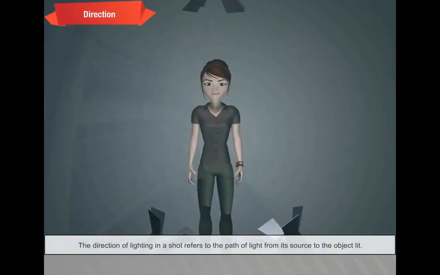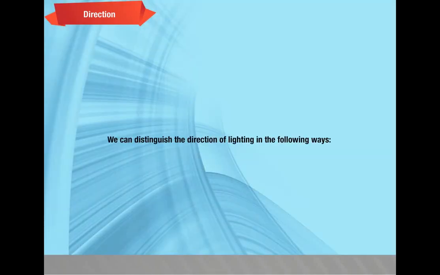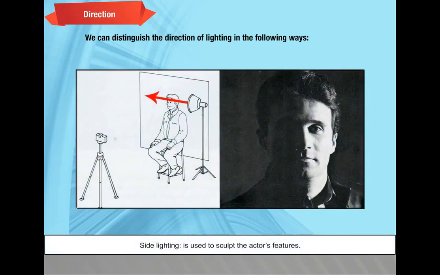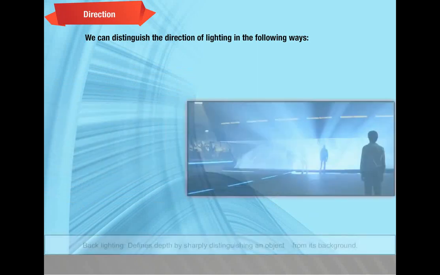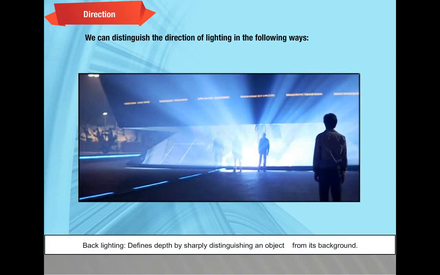Direction. The direction of lighting in a shot refers to the path of light from its source to the object lit. We can distinguish the direction of lighting in the following ways. Frontal lighting eliminates shadows and gives a flattened look. Side lighting is used to sculpt the actor's features. Backlighting defines depth by sharply distinguishing an object from its background.